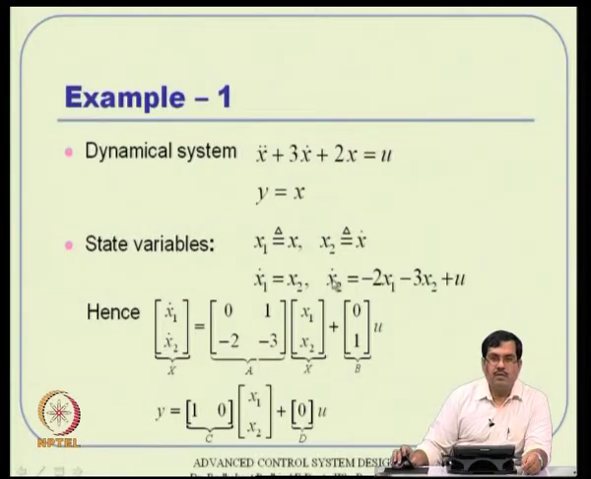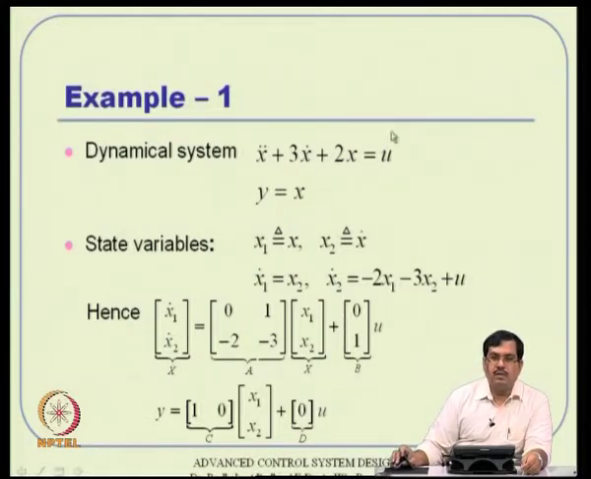But for x2 dot I have to go back to here and put it in the right hand side, and it is minus 2 of x, that is minus 2 of x1, because x is x1, and minus 3 of x dot. So, that is minus 3 of x2, because x2 is x dot. Okay. So, x1 dot is x2 simply from definition, and x2 dot is minus 2 x1 minus 3 x2 plus u, obviously u is there this side.